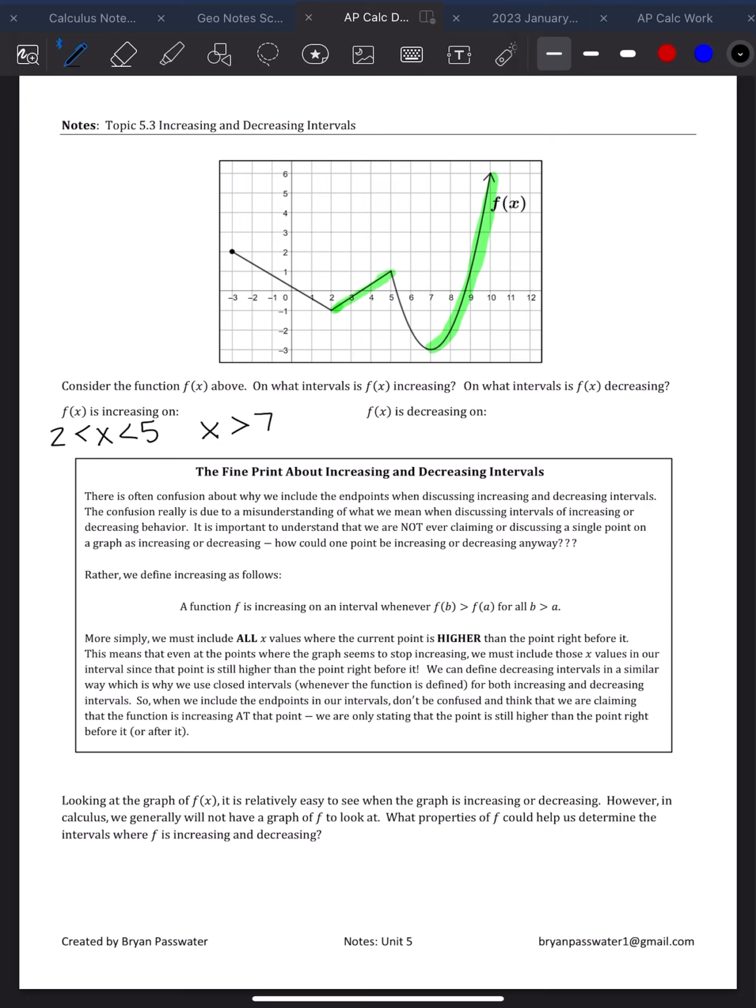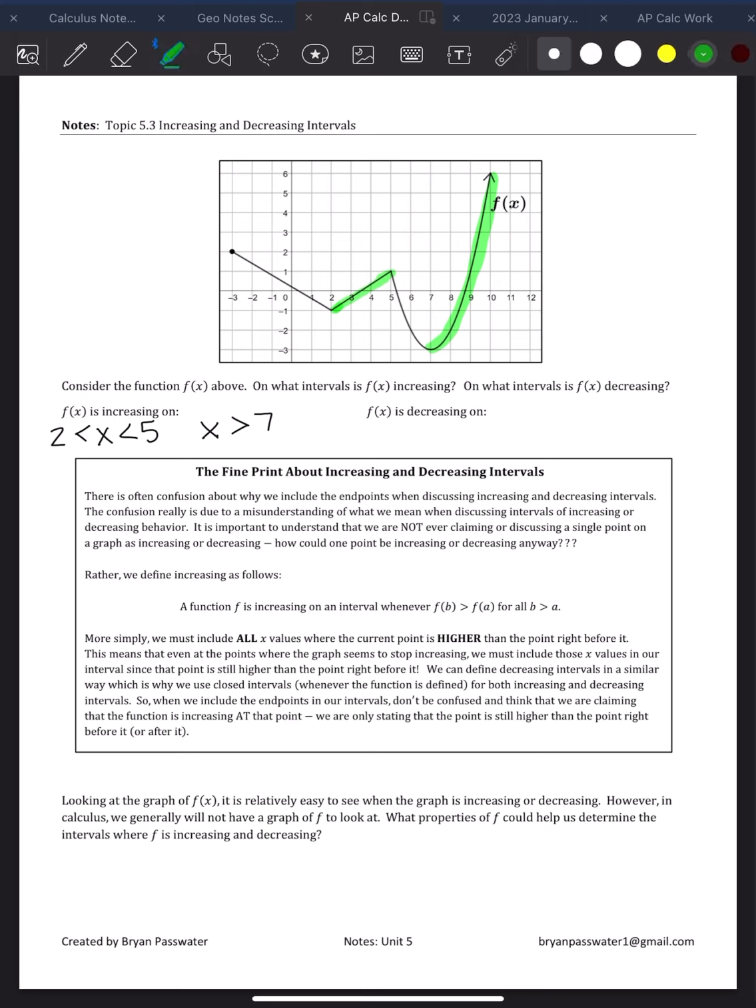The reason why people include it a lot of the times is because we define increasing as the y value that comes next is bigger than the y value that came right before it. So in all cases, the y value at 2, which is -1, is going to be smaller than the y value at 2.1. So we could put the equal to and it would still be accurate.